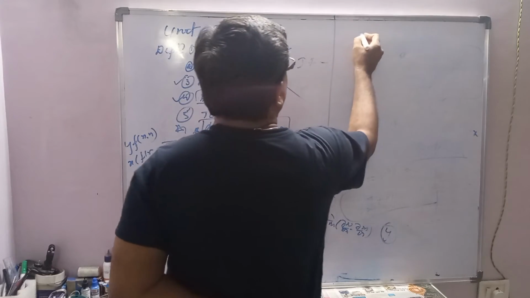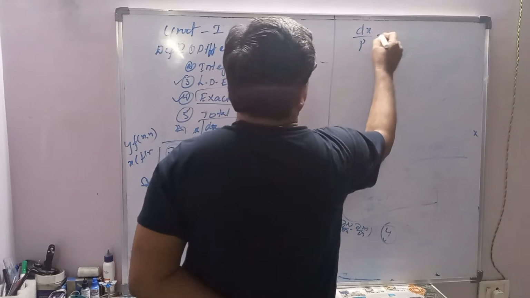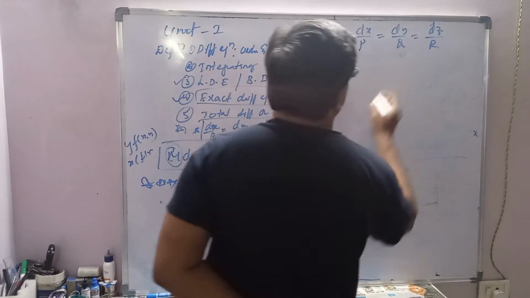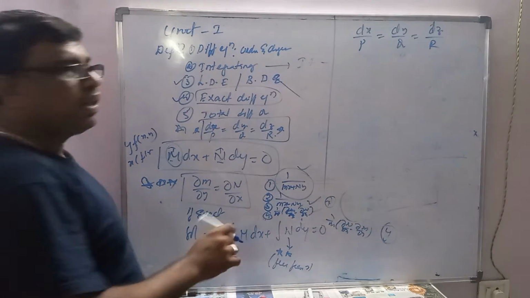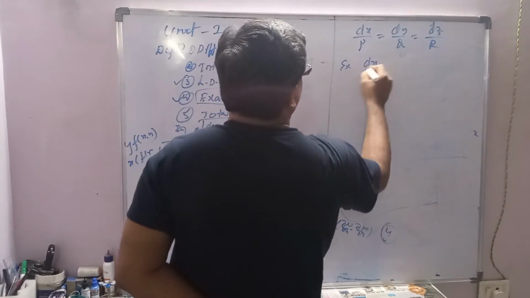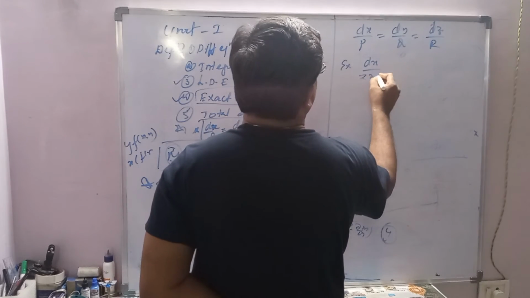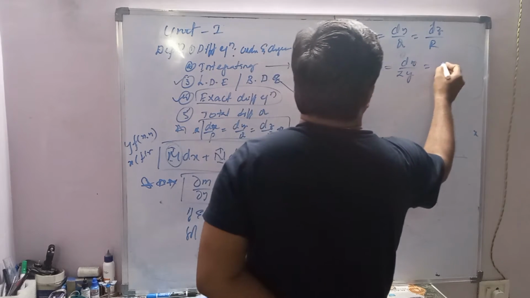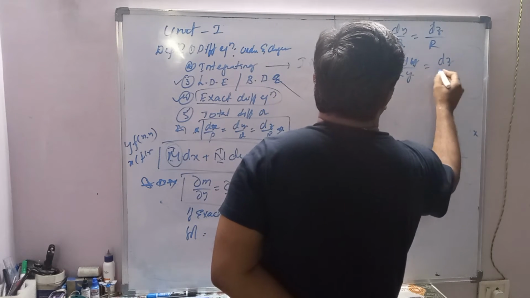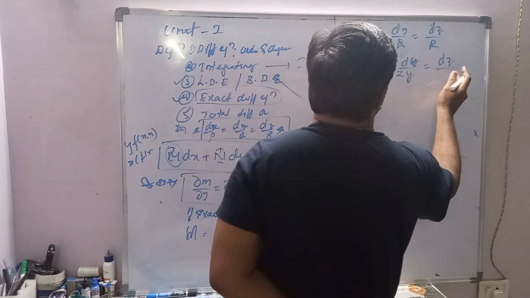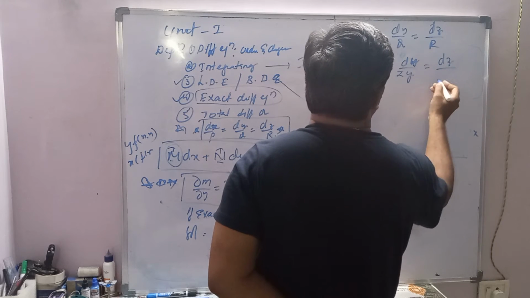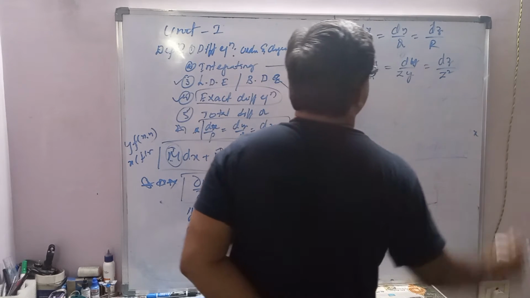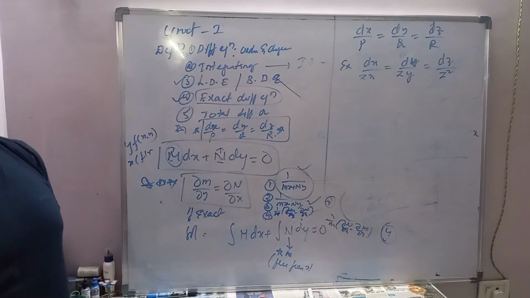Now, suppose one problem is given to you like this: dx by P is equal to dy by Q is equal to dz by R. Now, how to solve this type of problems? First of all, for example, dx by zx is equal to dy by zy, next dz by z square. Here z cancels, y cancels, z square. Right? Now, suppose a simple equation.